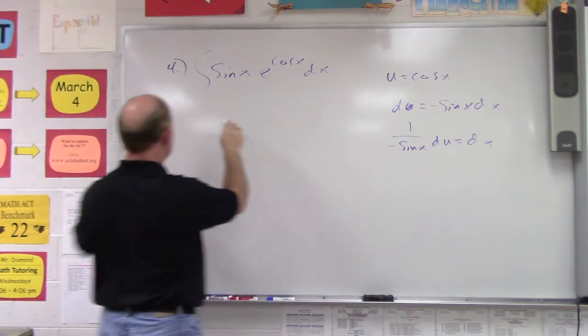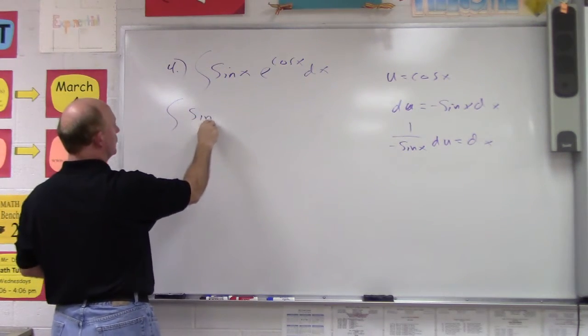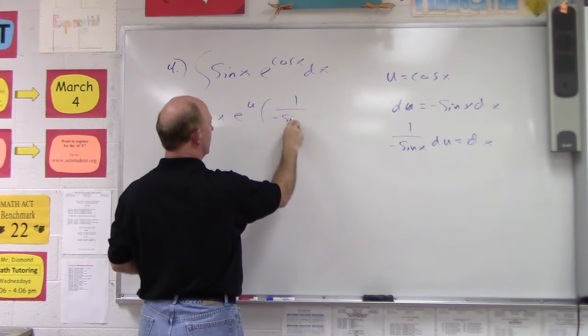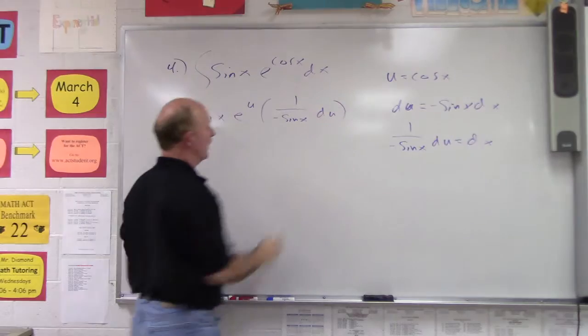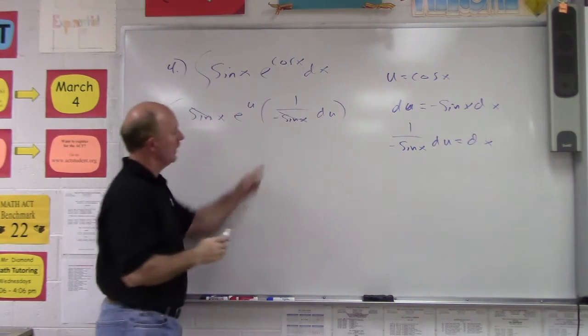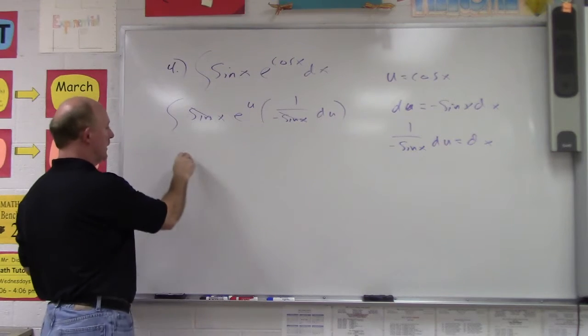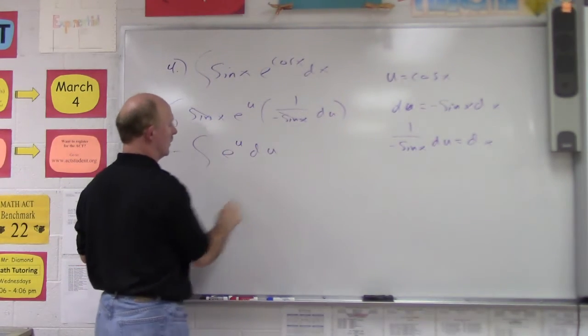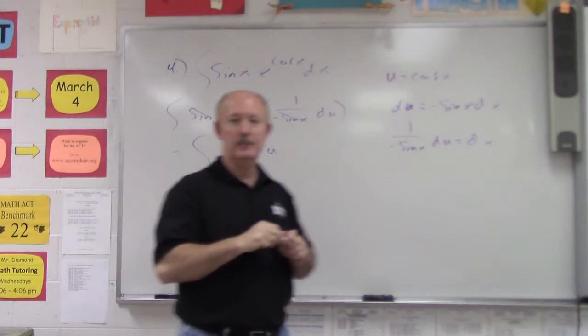So let's substitute back in. Our integral becomes sine x e to the u times 1 over negative sine x du. Now the sine x's are going to cancel out. We still have this negative, so we'll pull the negative out front and make this e to the u du. Okay, that wasn't so bad.